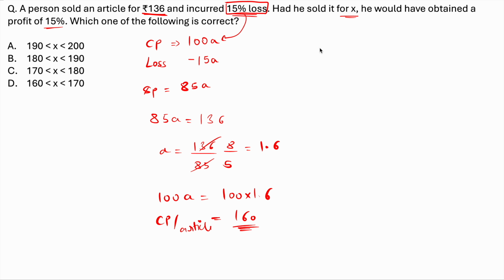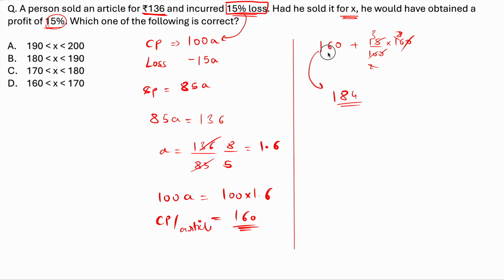Now the question says, had he sold it for rupees X, he would have obtained a profit of 15%. Let's include 15% profit on this 160. So 160 is the cost price, and we are increasing it by 15%. So 160 plus 15% of 160 is your new selling price. 0, 0 gone. 5 3s are 15 and 5 2s are 10, 2 8s are 16. 160 plus 3 8s are 24 is 184. So the selling price required for 15% profit is the cost 160 plus the profit 15%. Okay, 184 rupees is the new selling price.